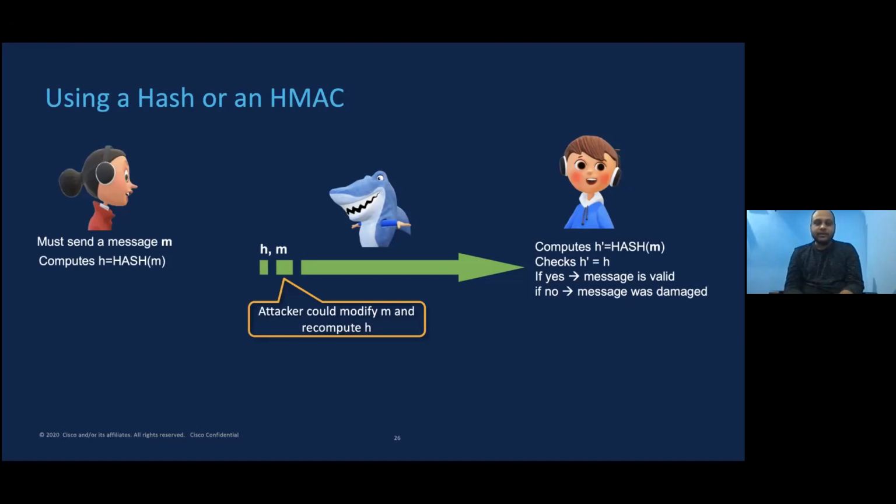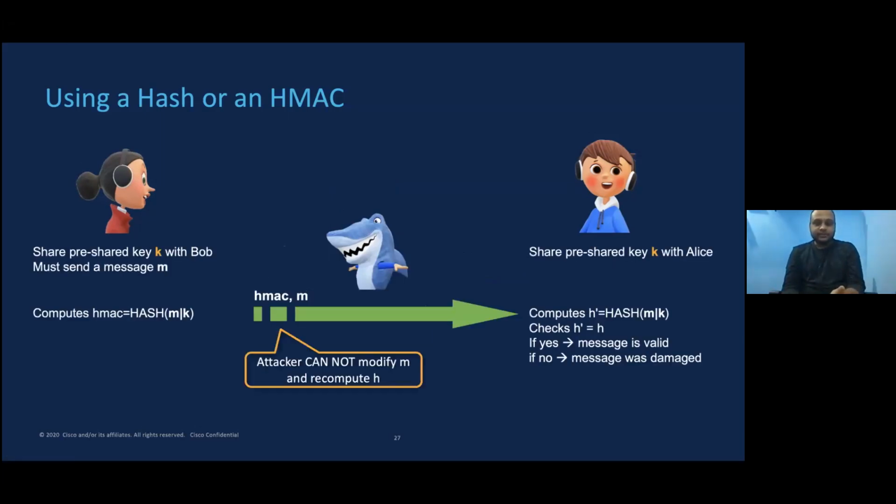Now, when Bob receives the message, Bob just recomputes the hash on the received message and compares the locally generated hash with the received hash. The same thing applies: if it matches, it's a valid message. If it is not matching, it has to be discarded. Now, what happens in HMAC?